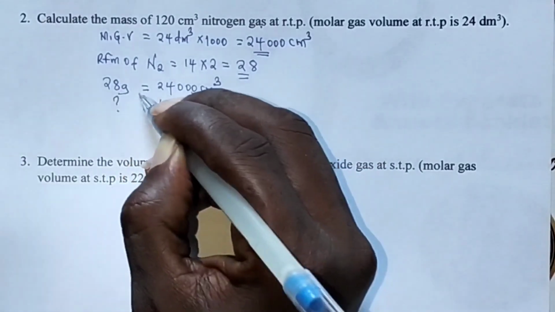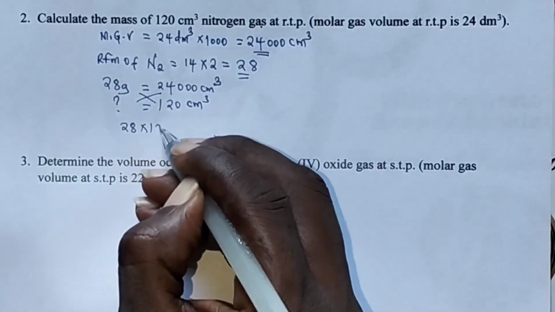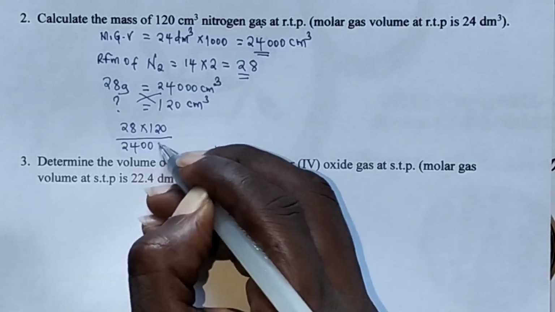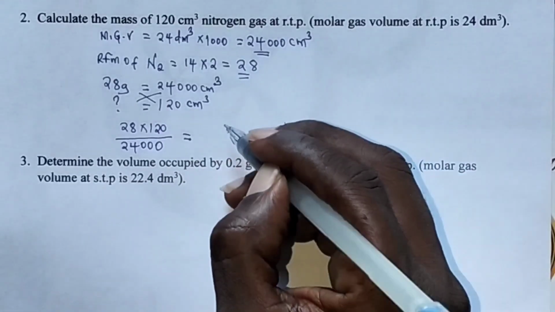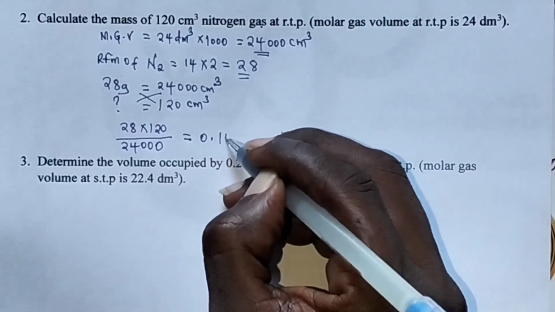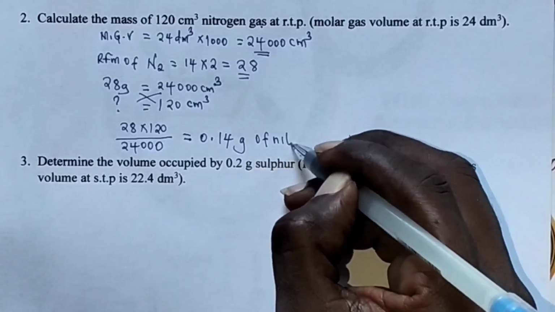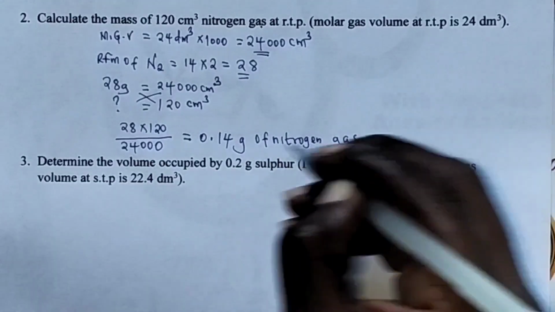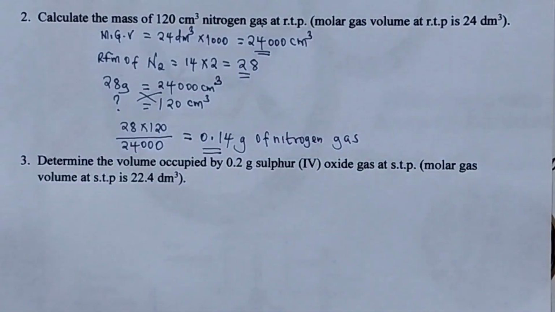So we cross multiply. Here we are going to have 28 times 120 divided by 24,000. So the mass that we are going to get here will be 0.14 grams of nitrogen gas. That will be how we are going to calculate. So next we are going to go to question 3.